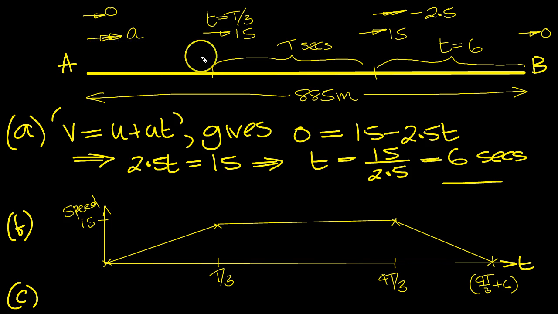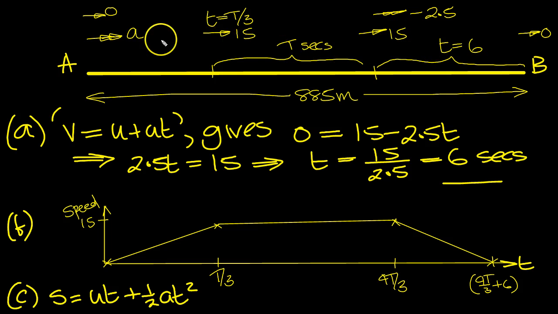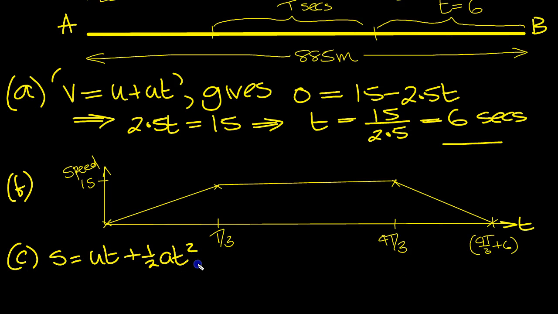So s equals ut plus half at squared is the formula for all these little segments. We know the acceleration is naught here, and we know the time and the speed. We know the deceleration here, we know the time and the initial speed. So for those two segments we can work out the distances. Here we don't know the acceleration, which we need, so let's also use v equals u plus at.